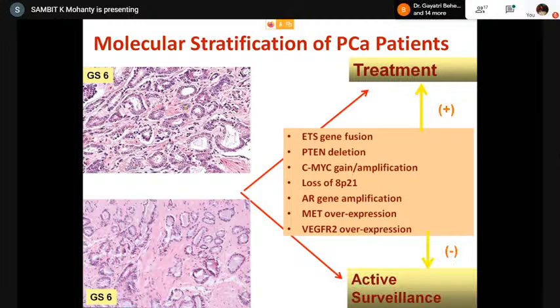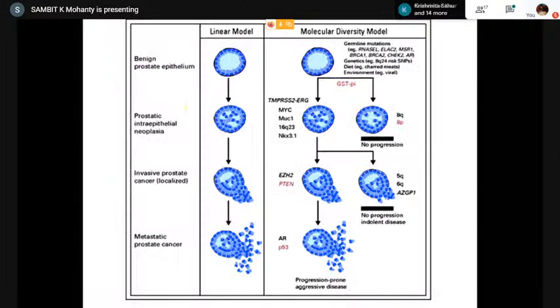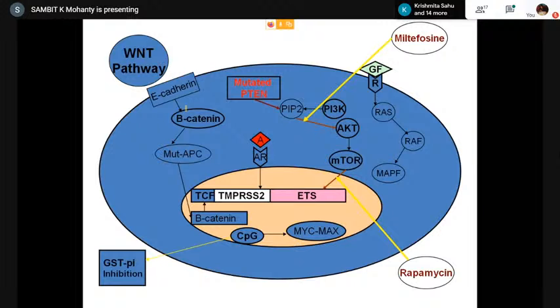If the volume is very, very low, less than 5%, watchful expectancy is fine. But if it is a Gleason 6 tumor, whatever the amount may be, and you have one or multiple of these abnormalities, they need treatment. They're going to do badly. So this is the linear model. And the pathway, I'm not going to talk about it. We're focusing more on morphology.